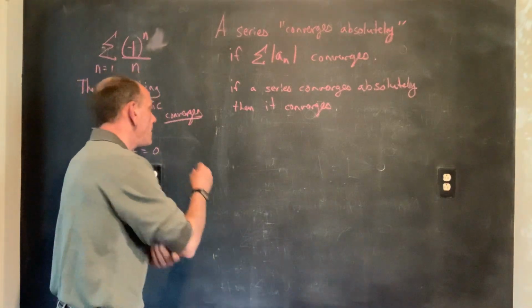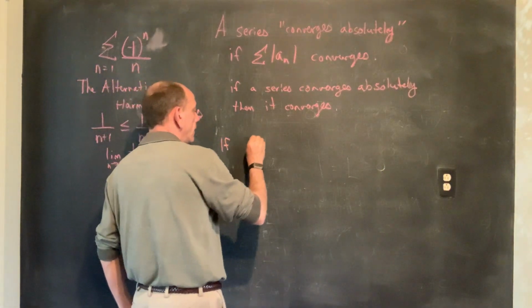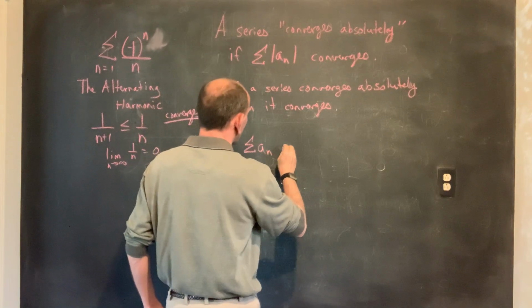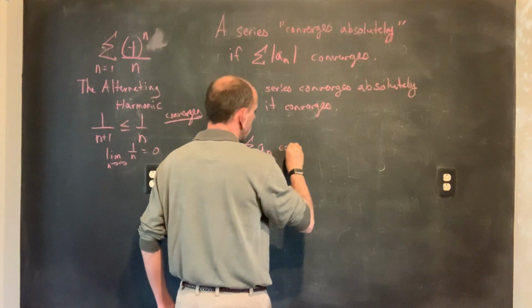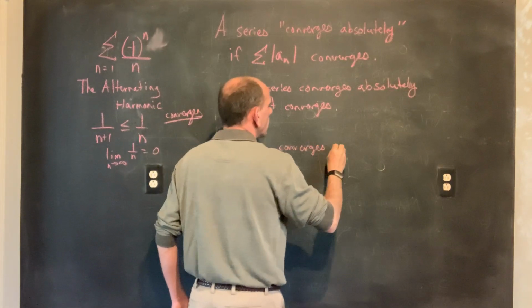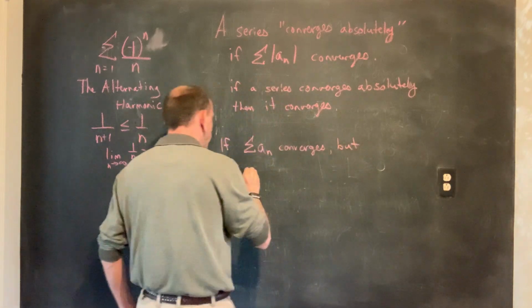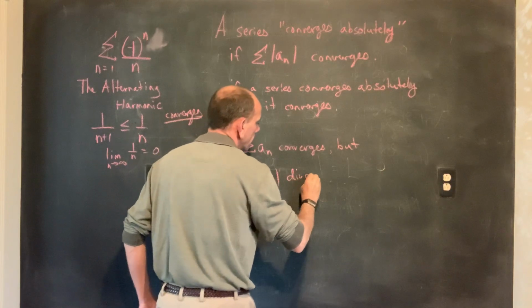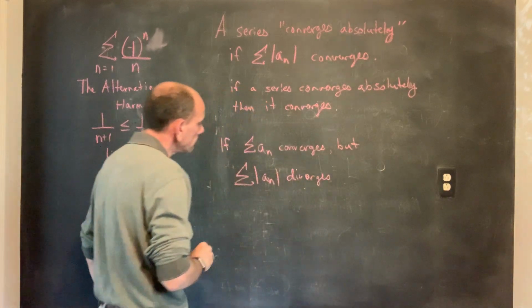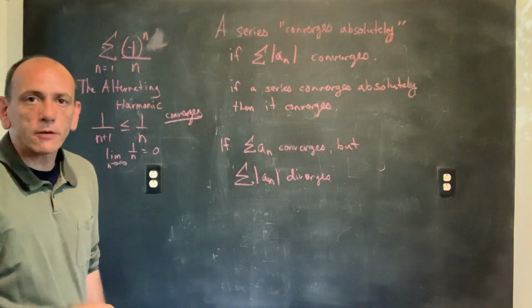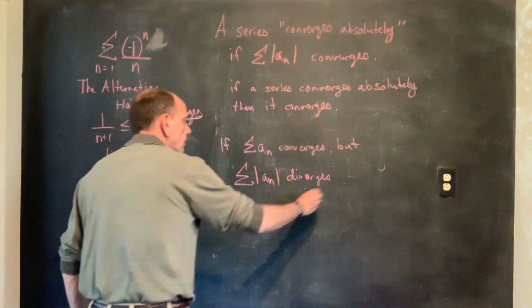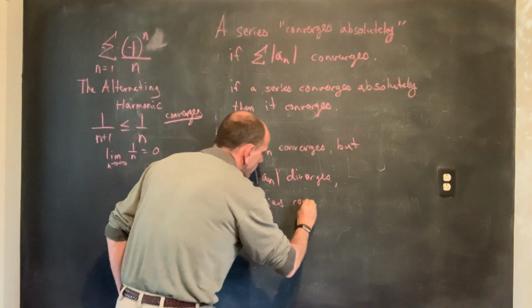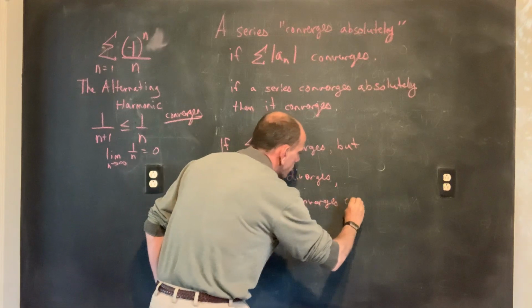If it happens that the series a sub n converges, but the absolute value diverges, we say the series converges conditionally.